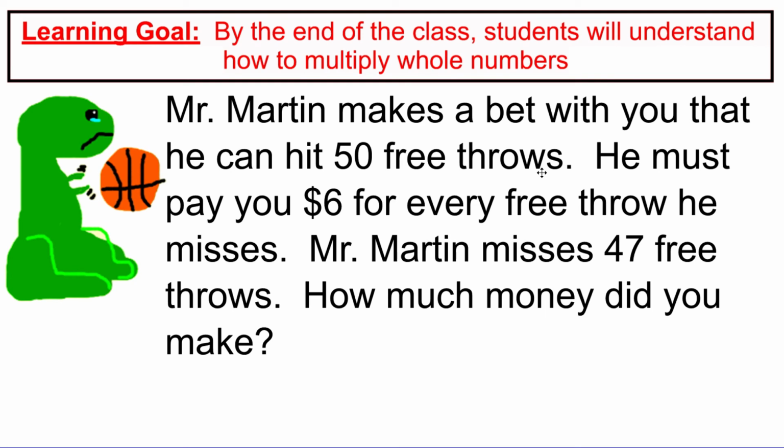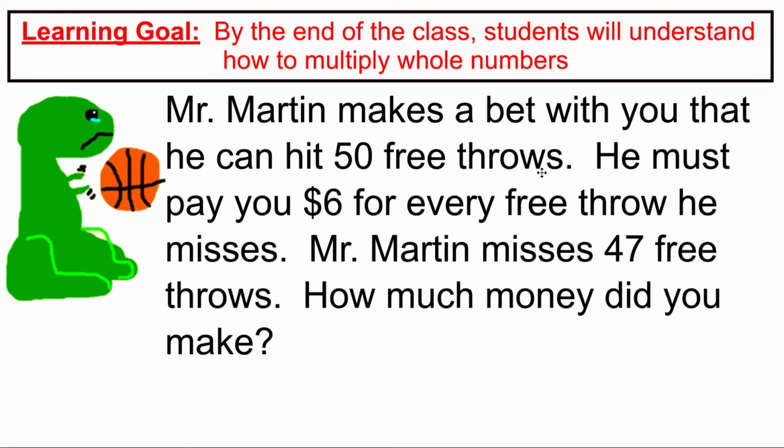When you go back to the definition of what multiplication was, this is repeated addition. We are saying, okay, I missed a free throw, here's $6. I missed another free throw, here's $6. I missed another free throw, here's $6. And so you are repeatedly adding $6 to your total, but you're doing it 47 times. You don't really want to sit there and go 6 plus 6 plus 6 plus 6 plus 6 plus 6 plus 6, 47 times.